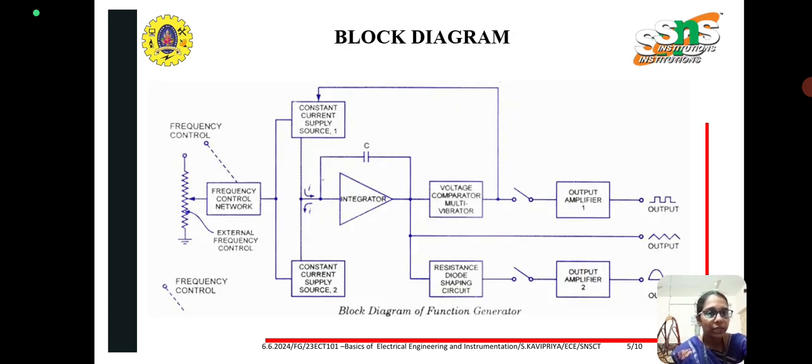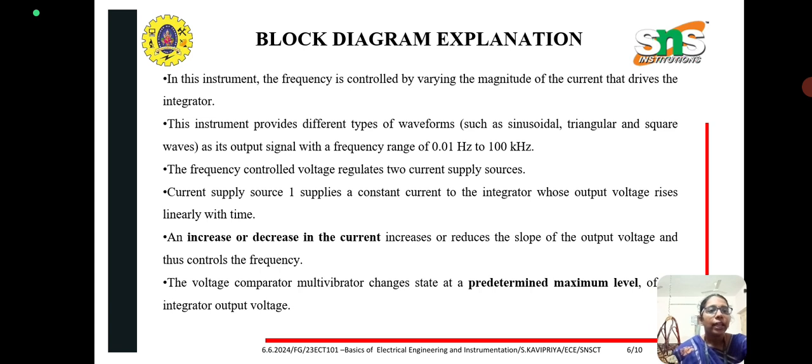And this is the block diagram of the function generator. It consists of a frequency control network, constant current power supply source, integrator, voltage comparator multivibrator, resistor diode shaping circuits, and we have two output amplifiers, 1 and 2. In this instrument, first the frequency is controlled by varying the magnitude of current that drives the integrator. This instrument provides different types of waveform in the frequency range of 0.01 Hz to 100 kHz. The frequency control voltage regulates the two current supply sources.